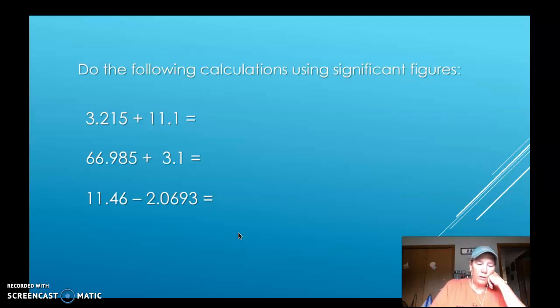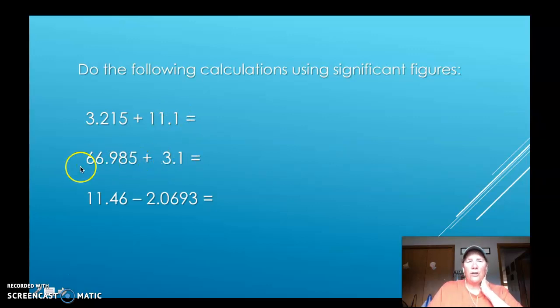The first one, when I add it together, 32.15 plus 11.1, you get 43.25. But see, this goes 2 past the decimal, and this only goes 1 past the decimal. So you need to write 43.3. You have to round it so it only goes 1 past the decimal. When you add these 2 numbers together, same deal.